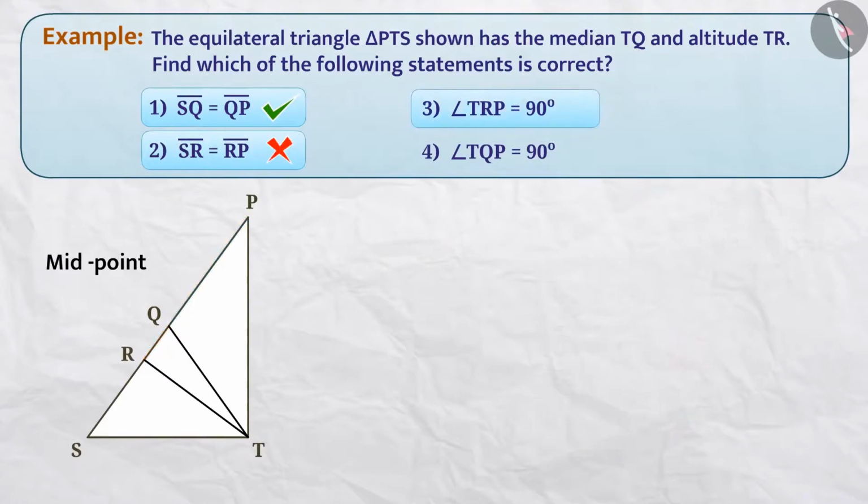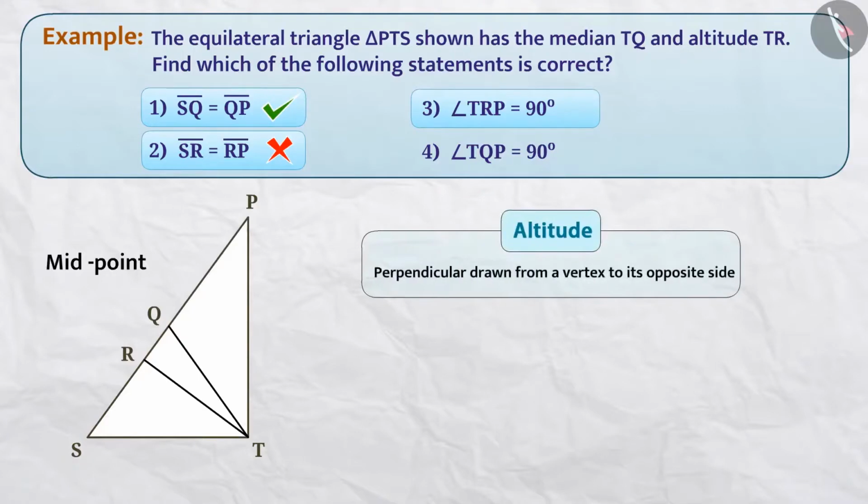For the third statement, we need to understand the altitude. A perpendicular drawn from a vertex to its opposite side is called an altitude of a triangle. In this way, we can say that angle TRP is equal to 90 degrees. That is, the third option is correct.